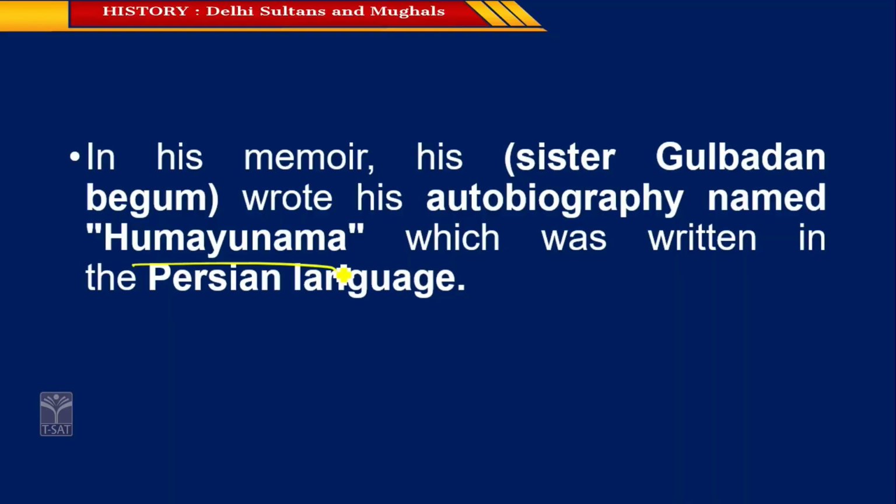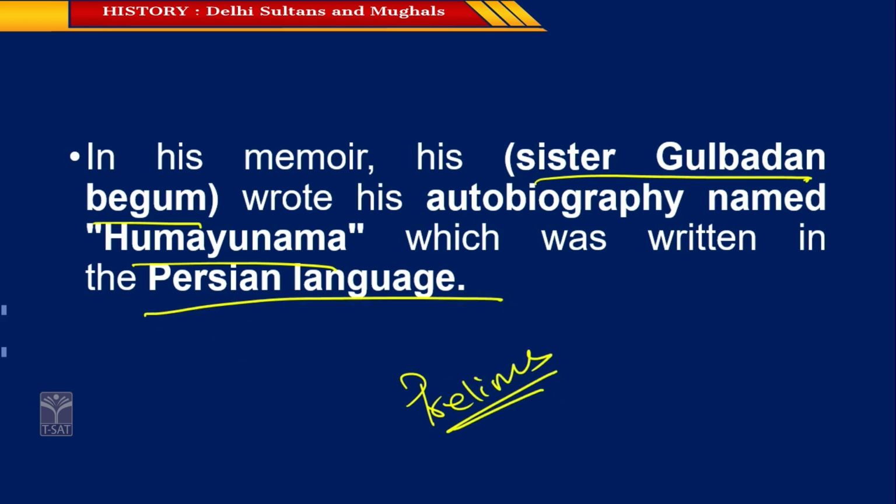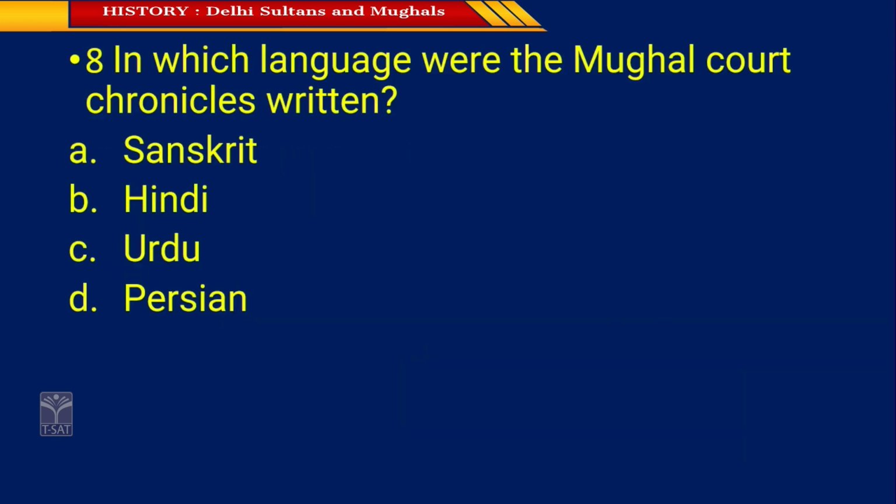His memoirs, or Humayun's biography, is written in a book called Humayunnama, written by his sister Gulbadan Begum, very important for prelims. And remember, this is also in Persian. Even for the Mughals, the official language was Persian.